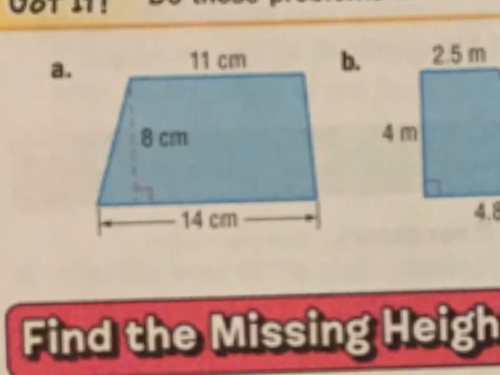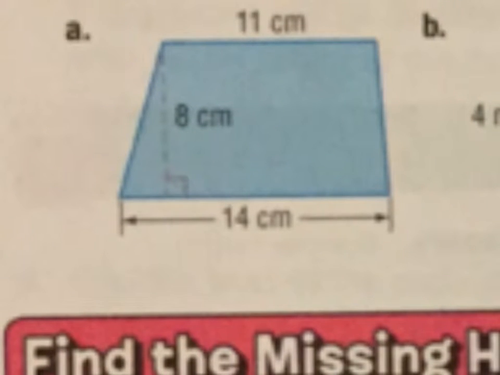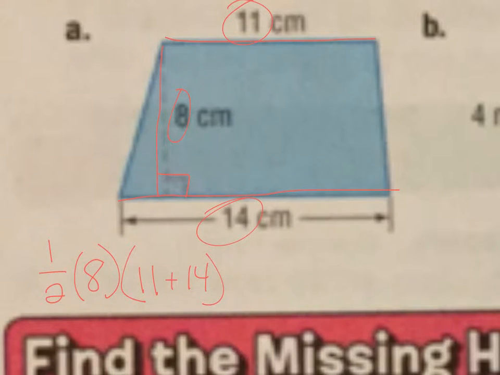Let's look at these. Okay, we want to find the area of this parallelogram, this trapezoid. It's not a parallelogram, trapezoid. So I look at this parallel line and this parallel line. Okay, so there's my bases, 11 and 14, my two bases. My height is from these two with the right angle, so there's my height. Now it's 1/2 times my height, which is 8, times my two bases added together. And when I add those together, it gets me 25.